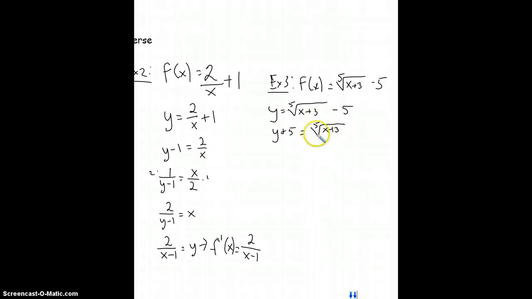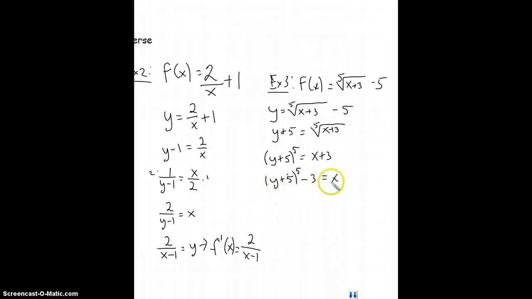Then we need to isolate x, so we're going to have to do something with this root. In order to get rid of this root, we raise both sides to the 5th power. So we have the quantity y plus 5 to the 5th power equals x plus 3, because when you do the 5th power, it cancels out. Lastly, we subtract 3, so we have the quantity y plus 5 to the 5th power minus 3 equals x, because we subtracted 3 from both sides.